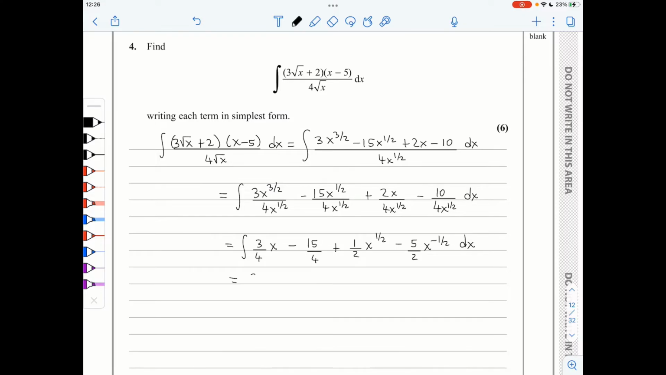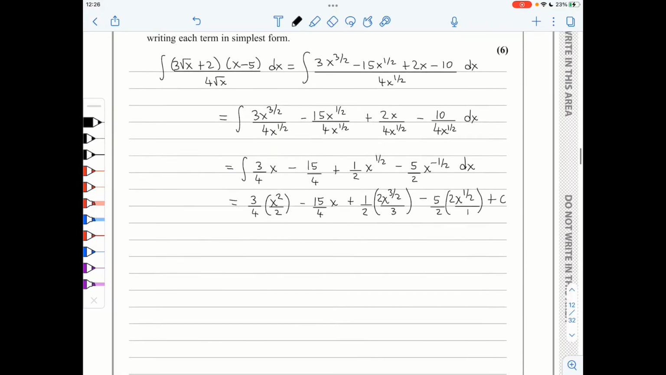We increase the power by 1, dividing by the new power, so it's 3 over 4 x squared over 2 minus 15 over 4 times x plus a half x to the 3 over 2 over 3 over 2 minus 5 over 2 x to the half over a half. Don't forget the plus c, this is indefinite integration.